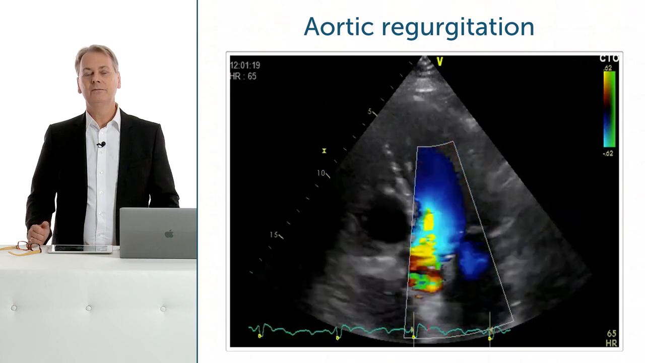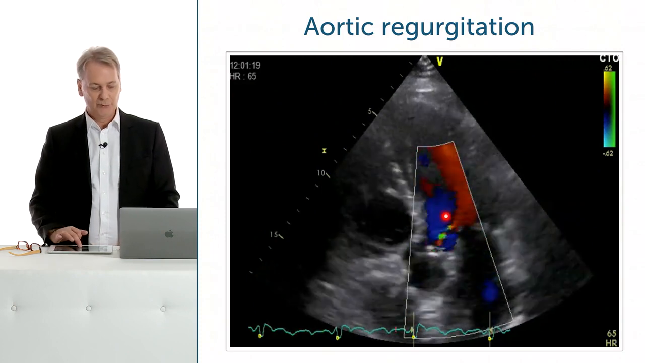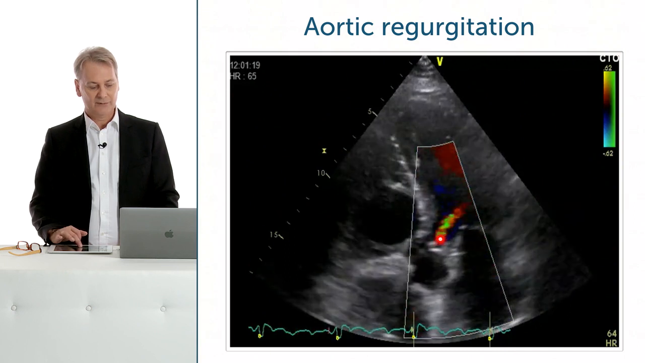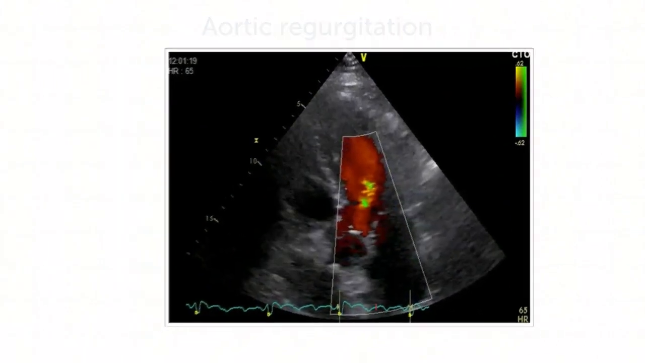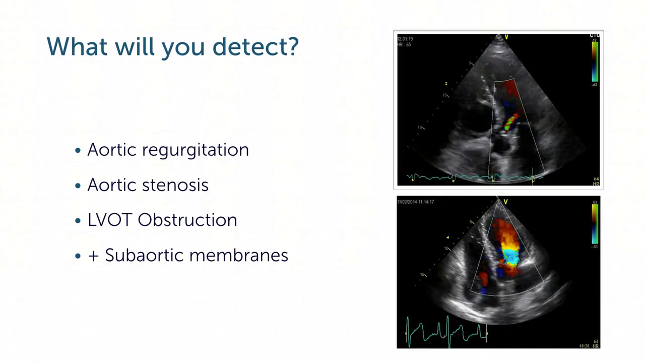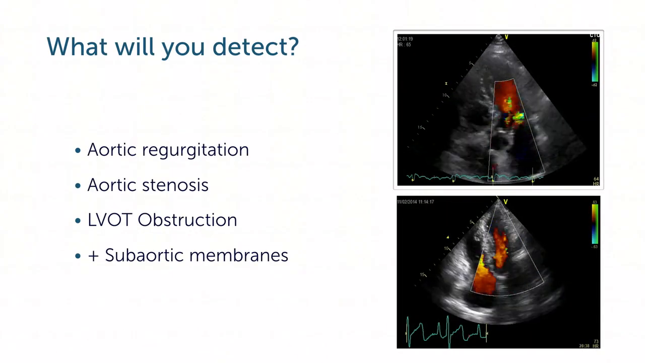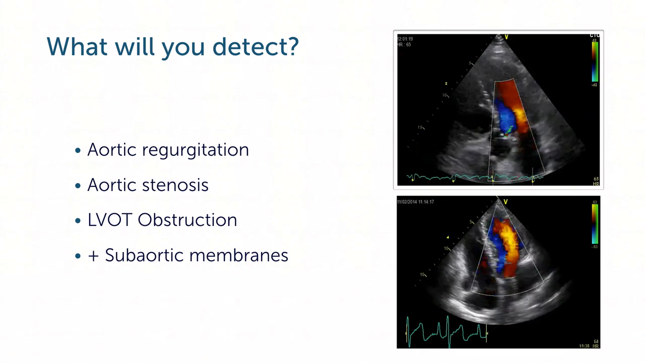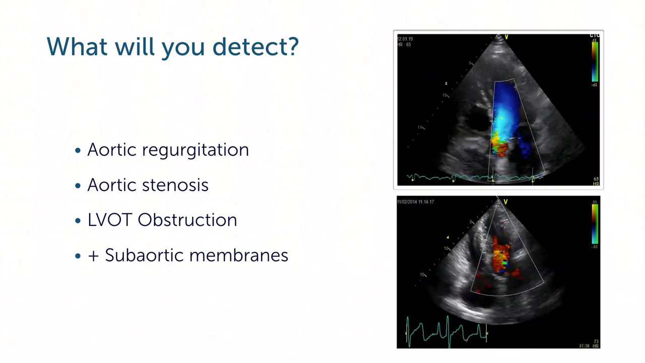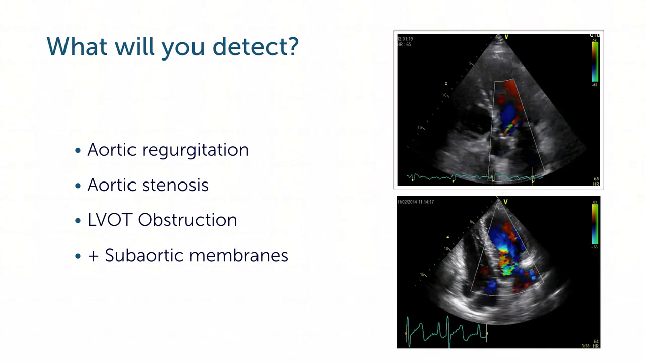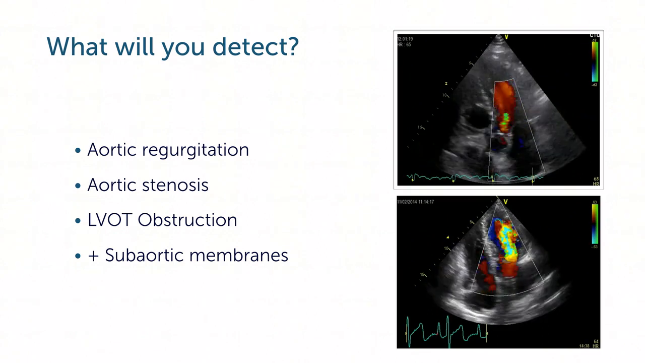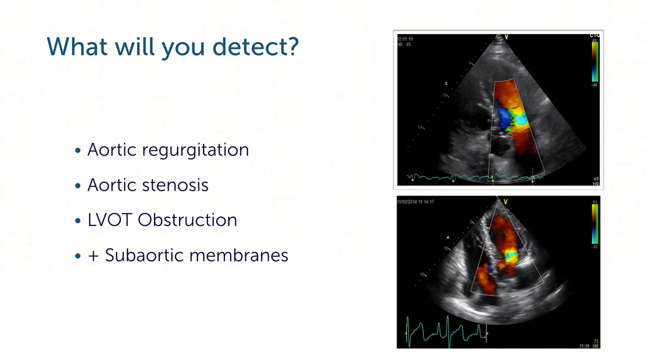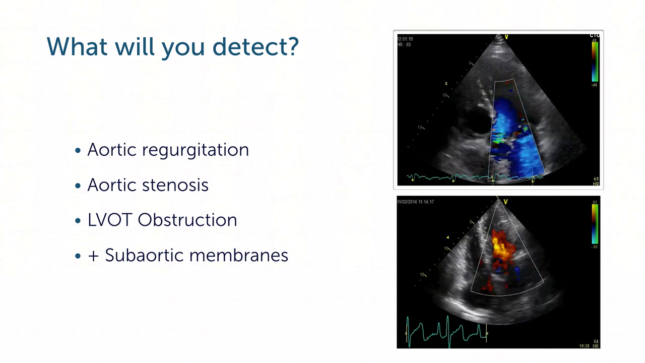What can you see in this view? Aortic regurgitation. A beautiful example of a very small jet. You can see that it originates here from the center of the aortic valve. But that's not all. It's possible to detect aortic stenosis here as well. You'll see flow acceleration at the valve, and you can also see flow acceleration in the LVOT. And it's very important to look exactly where this flow acceleration actually happens. If it happens at the valve, it's obviously a valvular problem. If it happens below, it's a subvalvular problem, or it could also be a subaortic membrane.